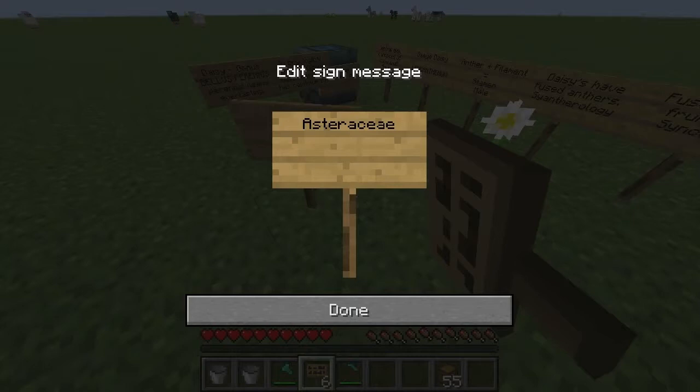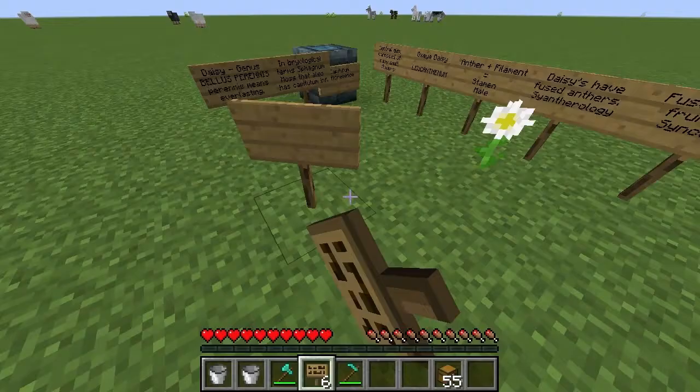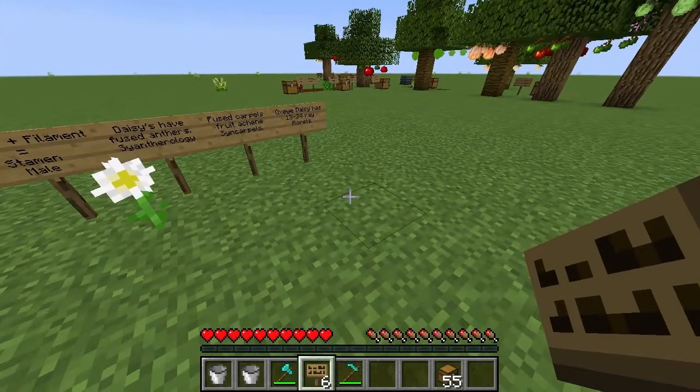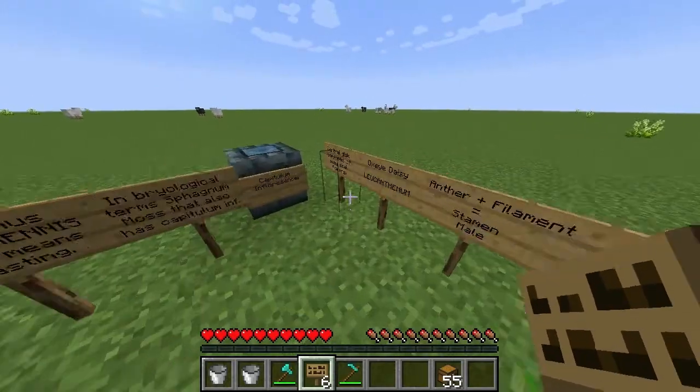A lot of plants you'll find share these sort of things, right? Okay, so that's enough on that side.